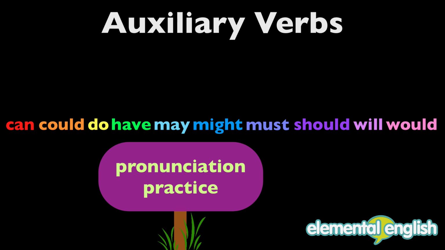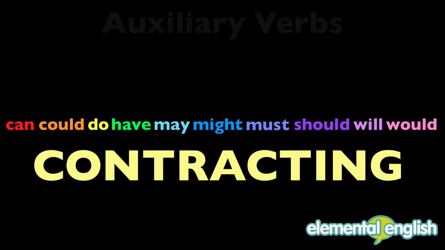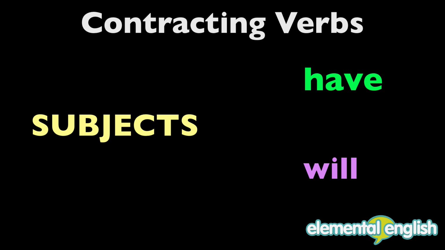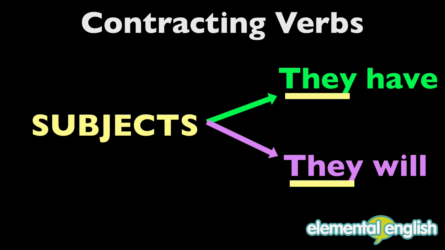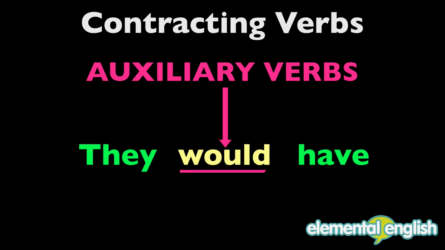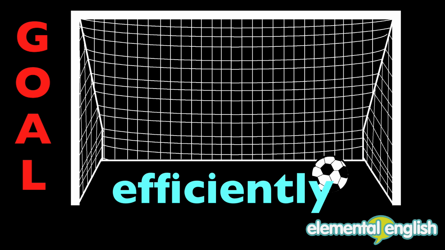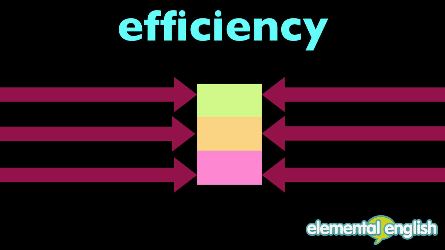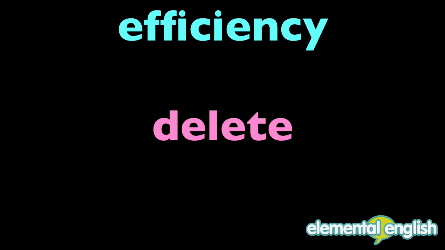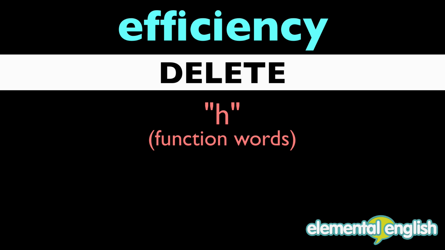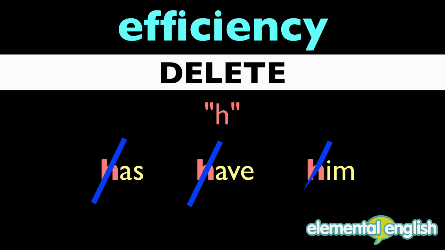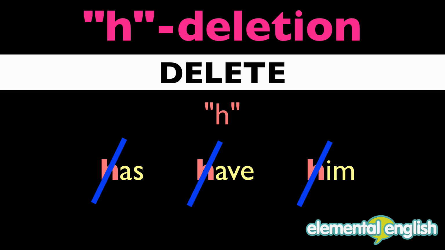For pronunciation practice, we will focus on contracting have and will after subjects: I, he, she, it, we, they, and after auxiliary verbs: would, could, may, must. To speak more efficiently, native English speakers shorten words so much that they delete certain sounds. Specifically, we often delete the H in function words, such as has, have, him, etc. See the lesson on H deletion for more information.